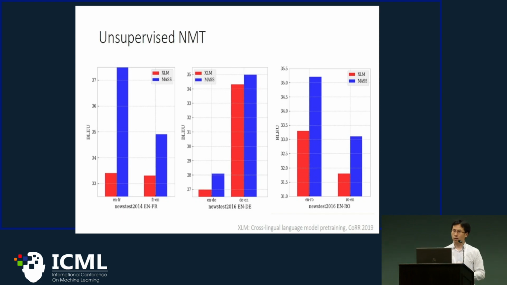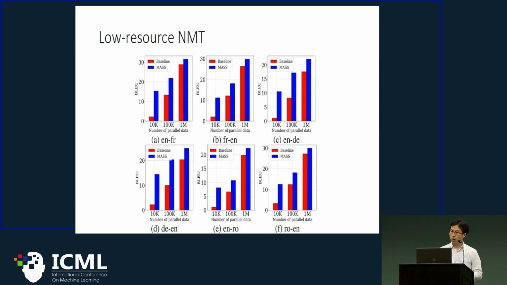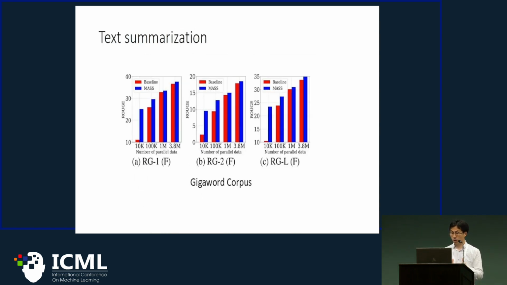Here are the results on low-resource neural machine translation. We also pre-train the model on monolingual data and then fine-tune the model on downstream tasks. For example, if we have 10,000, 100,000, or 1 million bilingual sentence pairs, you can see that especially when we have only a few bilingual pairs, we get a very good improvement. We also test our results on text summarization. You can see that we are also much better than the baseline method. The baseline is based on the transformer model.